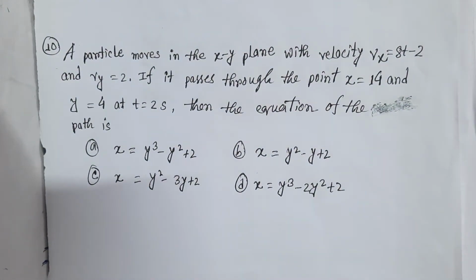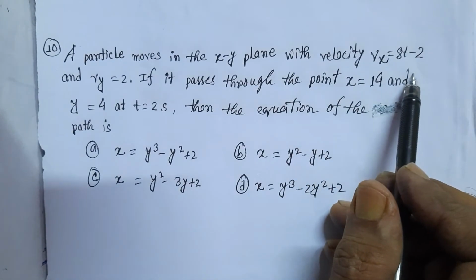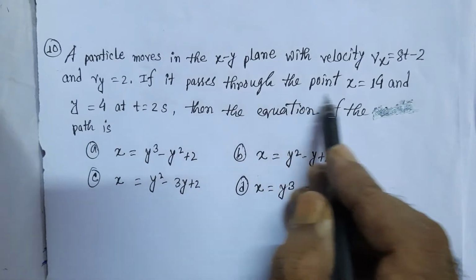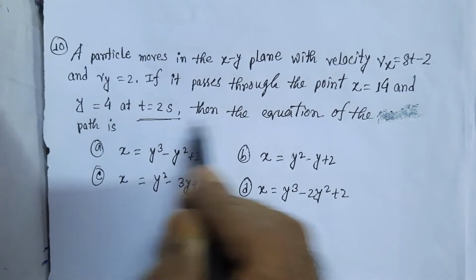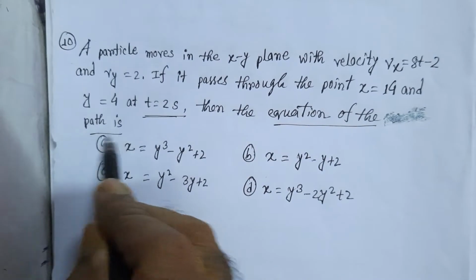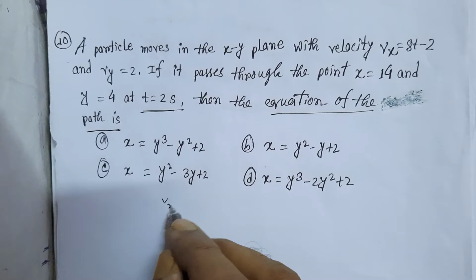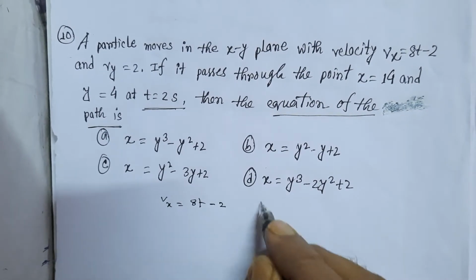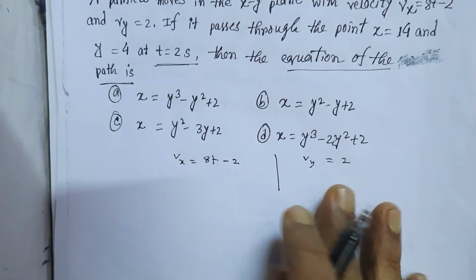In question number 10, a particle moves in the xy plane with velocity Vx equals 8t minus 2 and Vy equals 2. If it passes through the point x equals 14 and y equals 4 at t equals 2 seconds, then we have to find the equation of the path. Here, the component of velocity along x direction, Vx equals 8t minus 2, and Vy equals 2. Vx means dx/dt.